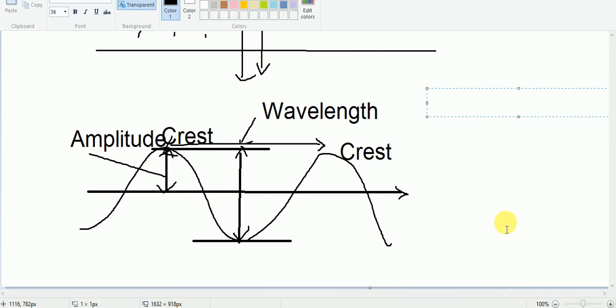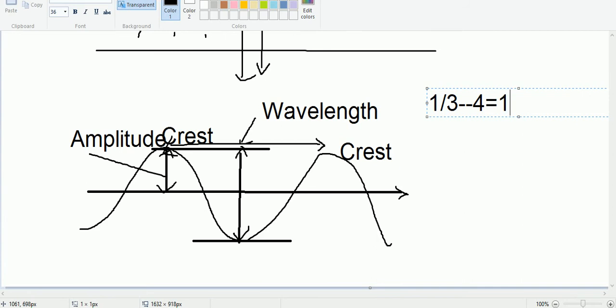Say Richter scale, say 1 for example. When the Richter scale of the earthquake is 1, we may not feel the shaking of the earth. Or say at 3 also, we may not feel the shaking of the earth. But when it is increased to 4, we may feel it. See here, from 3 to 4 we have a difference of 1.